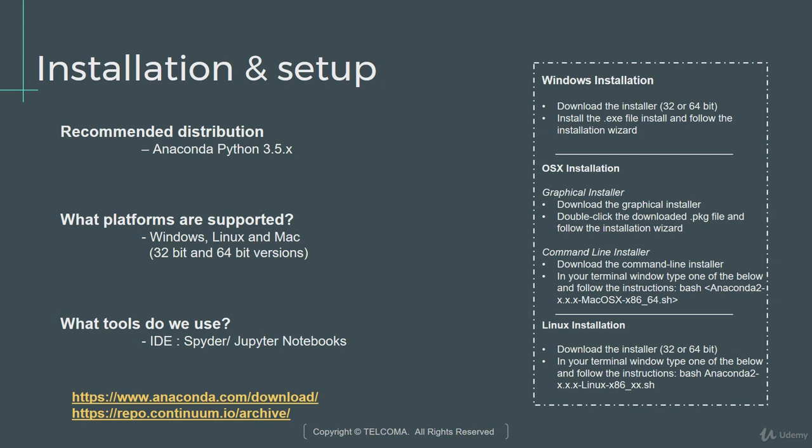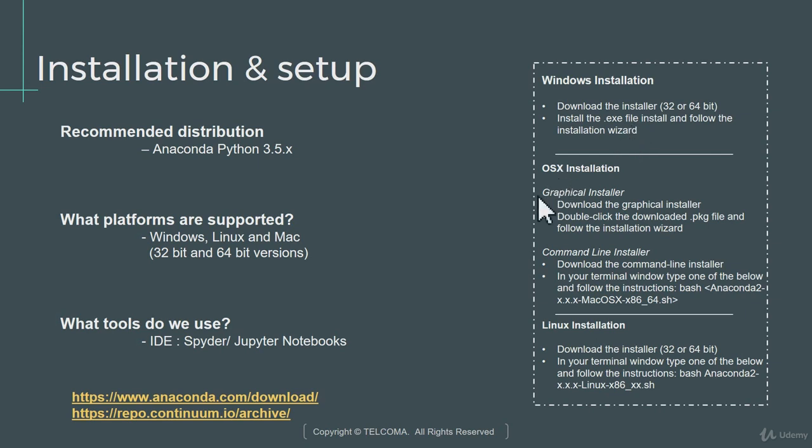So how do we install that? This is a Windows-based system. I'm using the Windows version, but the process is fairly the same for all of them. For Windows, you can download the installer from Anaconda's website. You can choose the 32-bit or 64-bit flavor, and then just like you install any other software, you can double-click the exe file and follow the installation wizard.